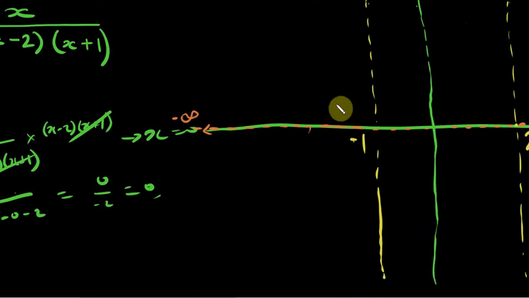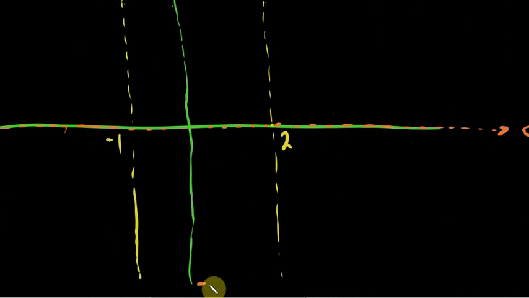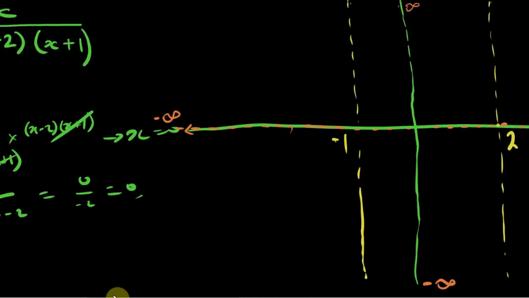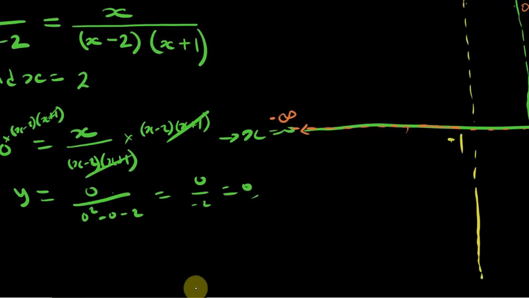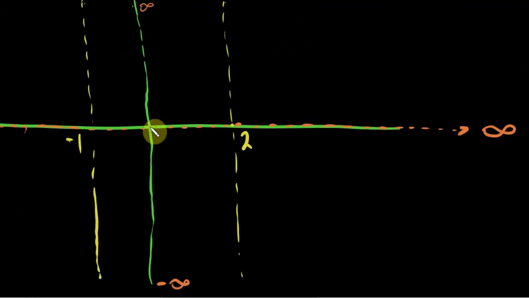The graph goes from minus infinity up all the way to positive infinity. So now we plot the graph. Look at the intercepts: the x-intercept and y-intercept are both at (0, 0), at the origin.